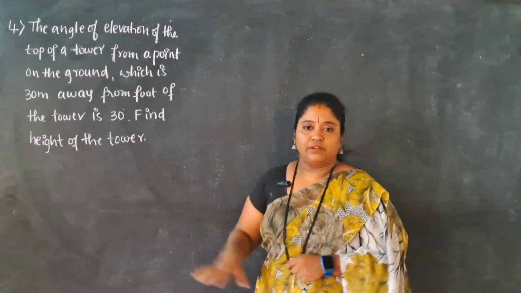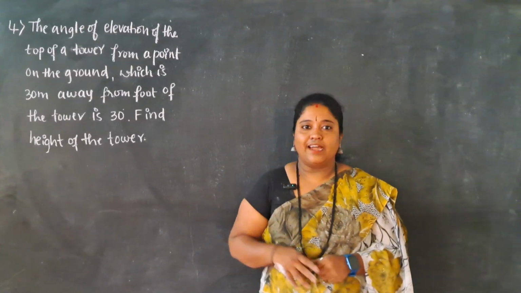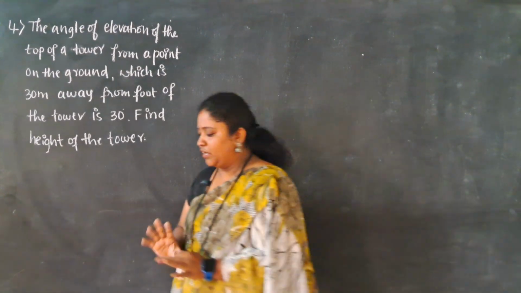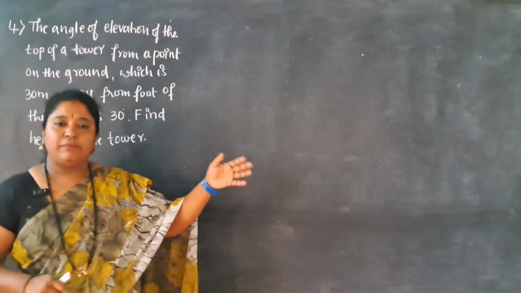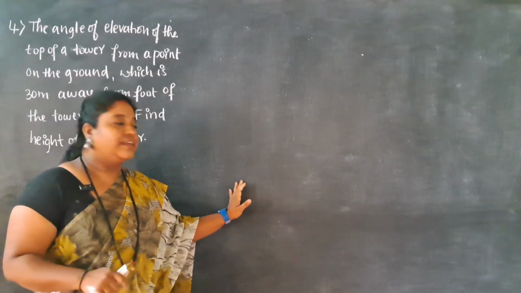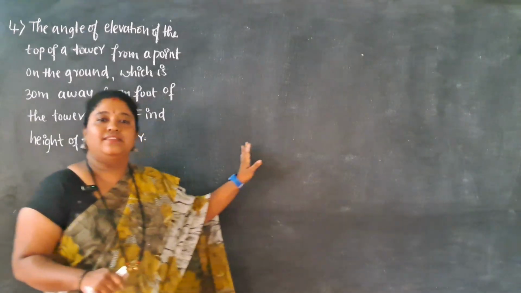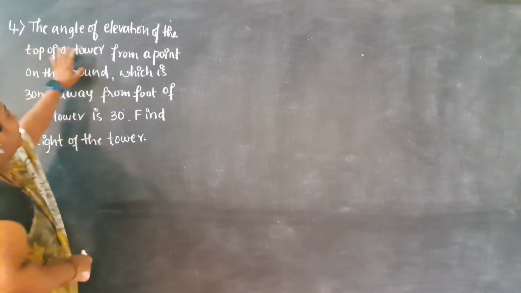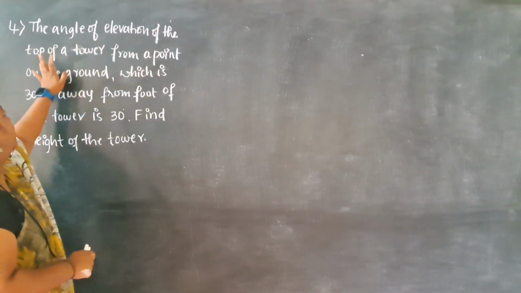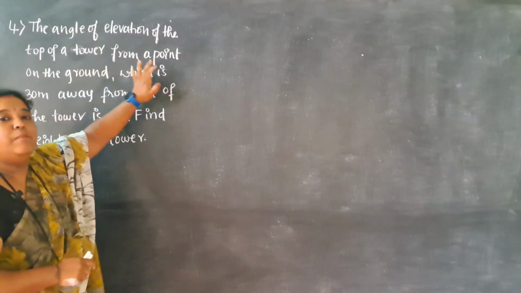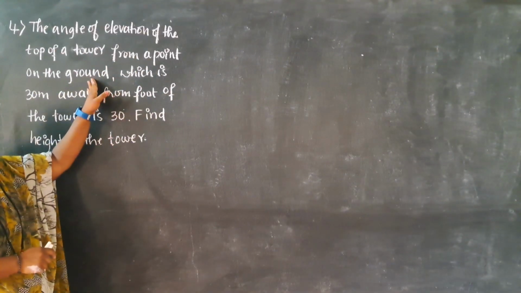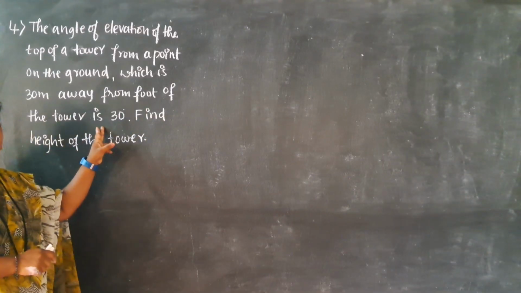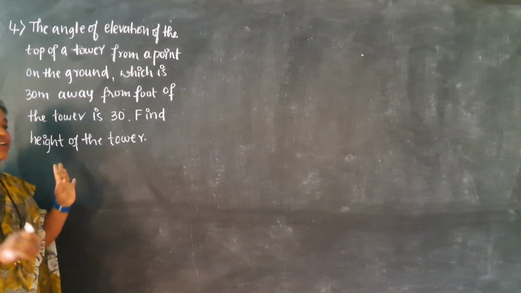Okay, so now I'm taking the fourth question, which is related to your NCERT textbook. Fine. So what is the question? See here, first understand the question properly. As I told you in the earlier classes, the diagrammatical representation of the question is very essential before you solve it. The angle of elevation of the top of a tower from a point on the ground which is 30 meter away from the foot of the tower is 30 degree. Find the height of the tower.